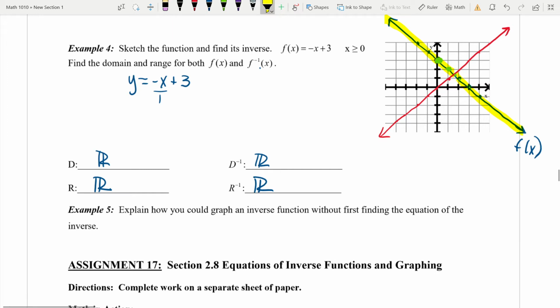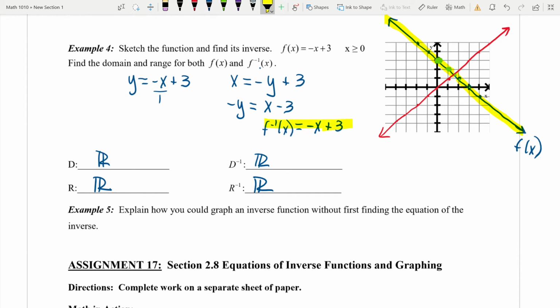Let's skip over that and go to the equation. So you have y equals, so I'm going to have x equals negative x, negative y. So I just switch my x's and y's. Solve for y. So you have negative y equals x minus 3. Change the signs and you get y equals negative x plus 3. Take your y, get rid of it, replace it with the symbol for the inverse.